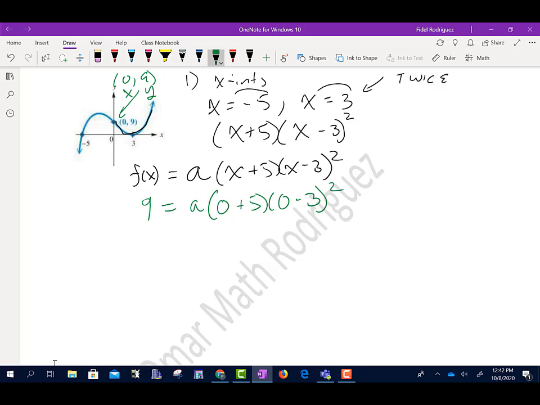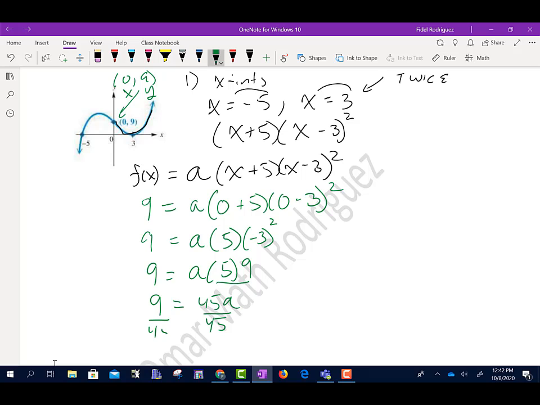Okay. So let's see. 9 equals a times 0 plus 5, which is 5, times 0 minus 3, which is -3 squared. Okay. This is still 5. -3 squared is 9. So 9 equals 5 times 9, which is 45, with an a. So we'll divide both sides by 45. And a is coming up to be 1 over 5.